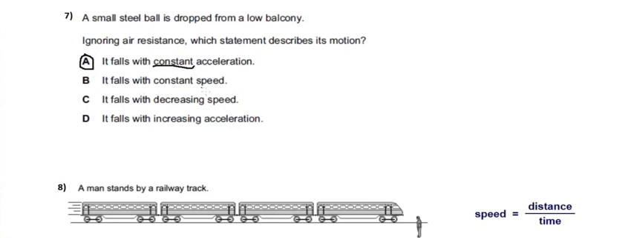It falls with the constant speed. Whenever the object is falling down, the speed increases. So constant speed is not the answer. Option C, it falls with the decreasing speed. As I just told, the speed is increasing in the downward direction. In the upward direction, it decreases. Here D is given, it falls with the increasing acceleration. And acceleration should be constant, so it cannot be the answer. So option number A is the answer.